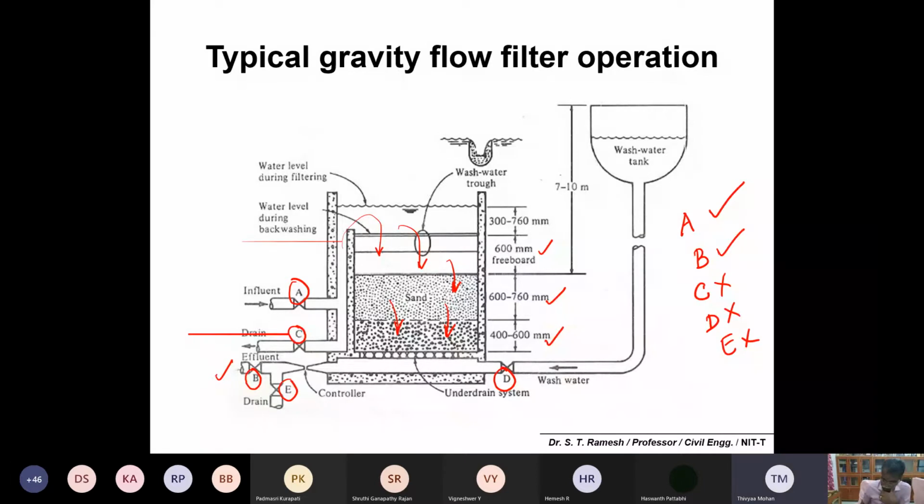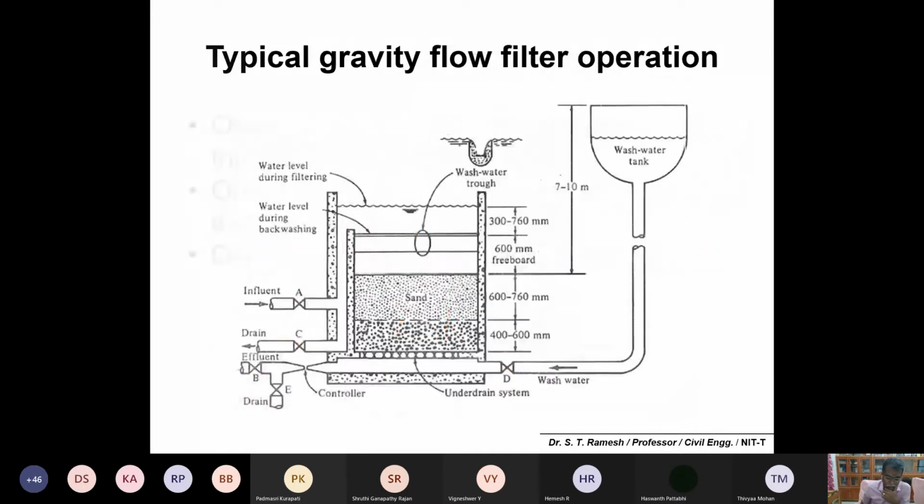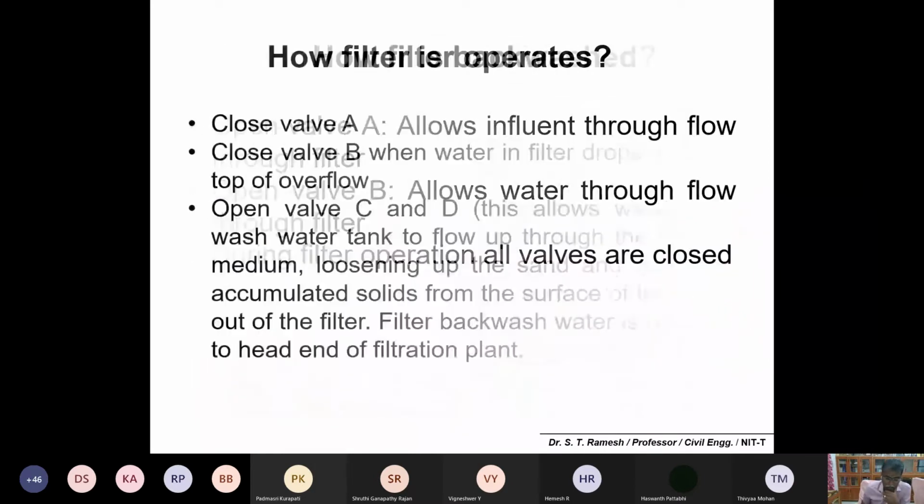Yes, sir. Okay. Then the second one is about backwashing. How to do a backwashing. Now what do you have to do? During backwashing, you have to close the valves A and B. A should be closed because I have to stop the influent, and I also have to stop the effluent as well.